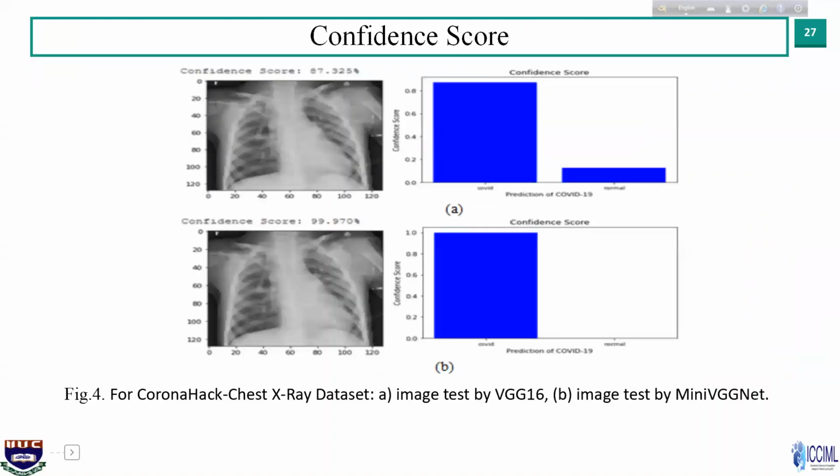Here is a confidence score for both VGG16 and MiniViTNet for the same image, where we can see that the image gives a lower confidence score with VGG16, but in MiniViTNet we see that the confidence score for the same image is higher than VGG16, that is 99%. And in VGG16 we see that the confidence score is only 87%.